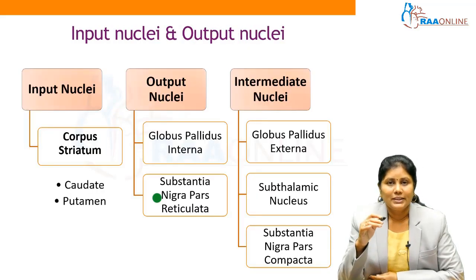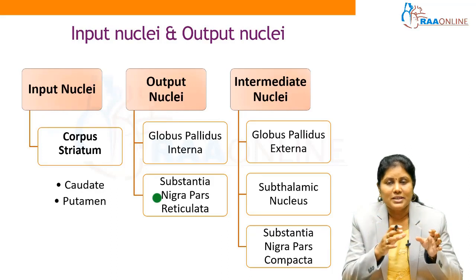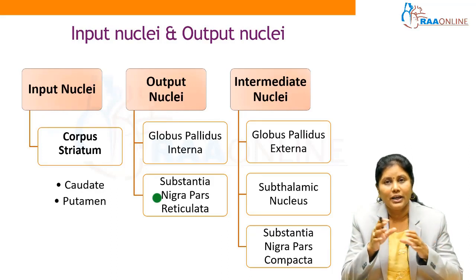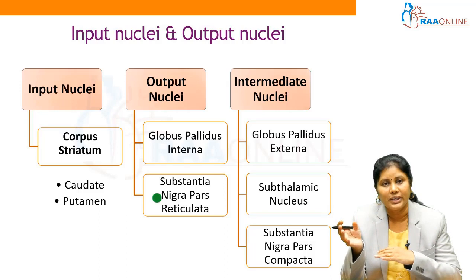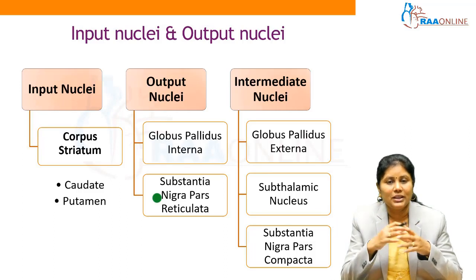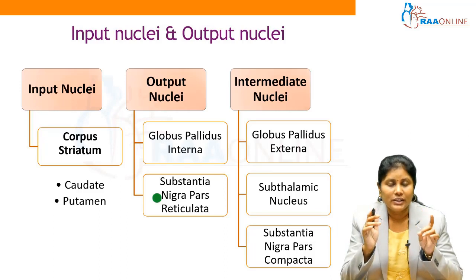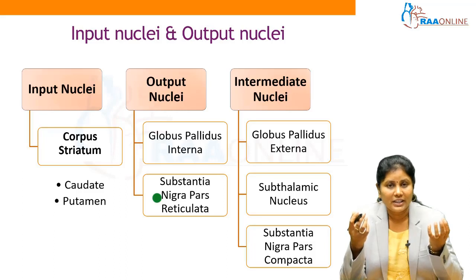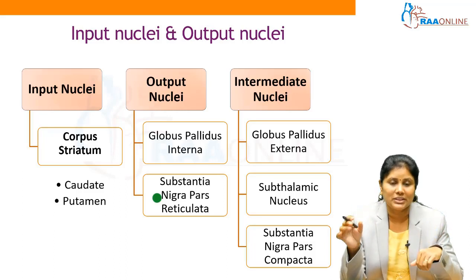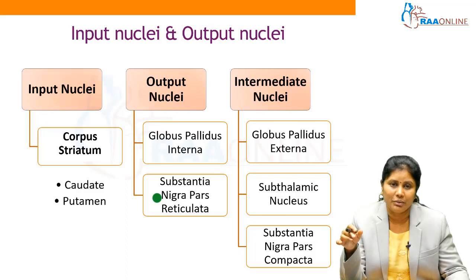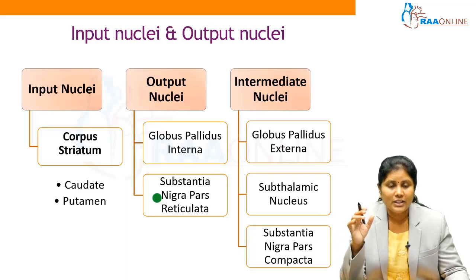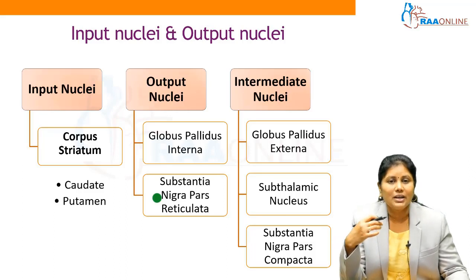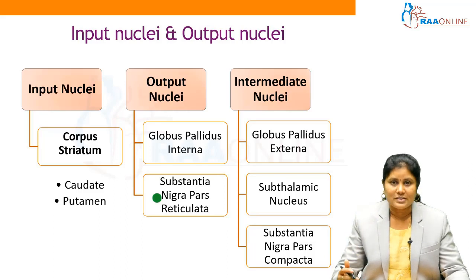Now, there are these 5 types of nuclei. In this, a few nuclei serve as input nuclei and a few nuclei serve as output nuclei. What are these input nuclei? The one and only nucleus that receives motor related information is the corpus striatum, that is the caudate and the putamen. So this is the only nucleus which is receiving the afferent fibers related to the motor activity from various parts of the brain and other structures.